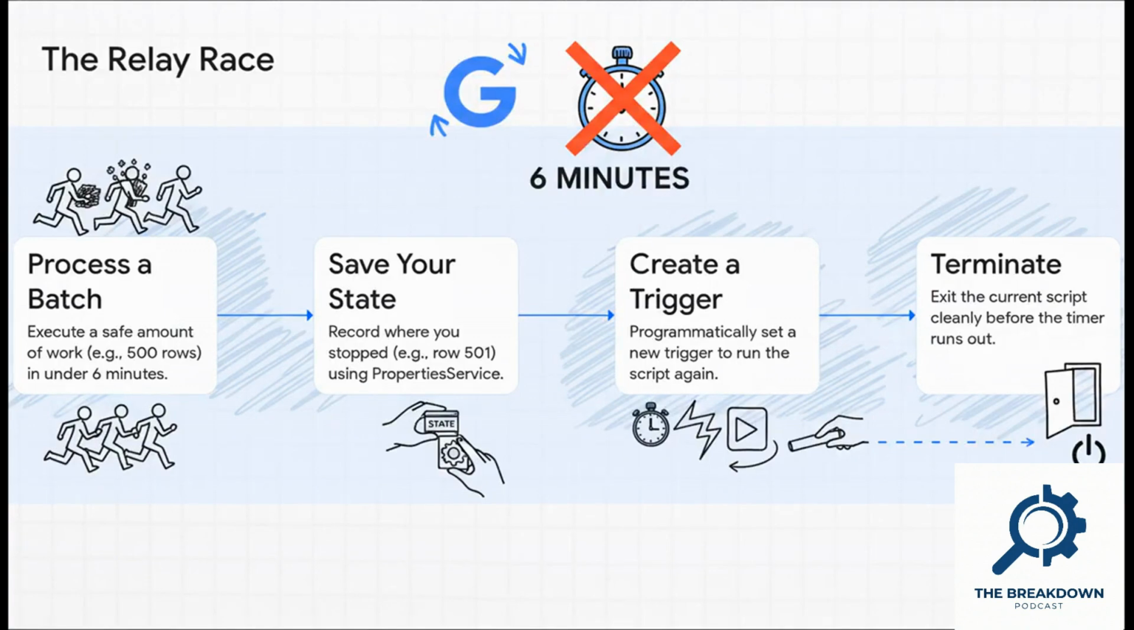It's like setting an alarm clock. The first run finishes, a minute goes by, and ding! The alarm goes off, and a brand new script run starts right where the last one stopped. You're literally passing a baton to yourself in a relay race, which means you can process an infinite amount of data, one small leg at a time.